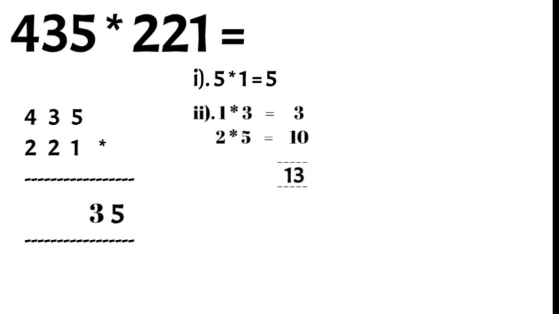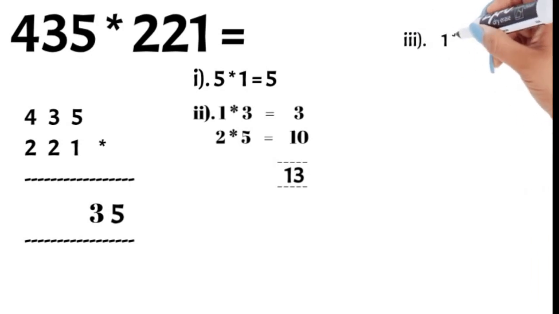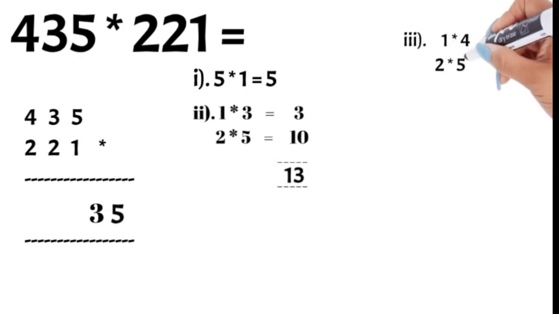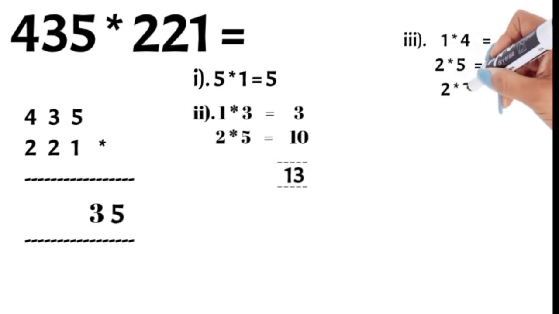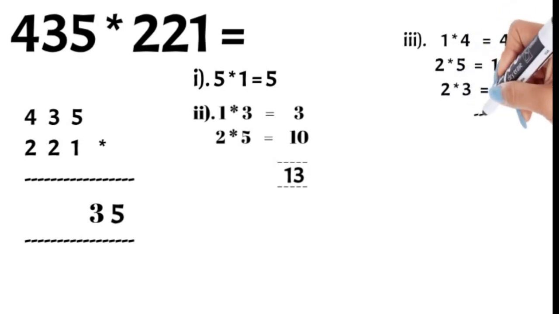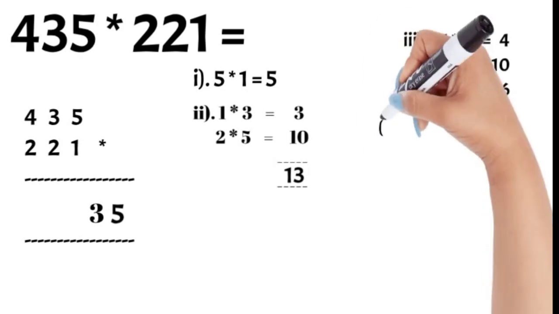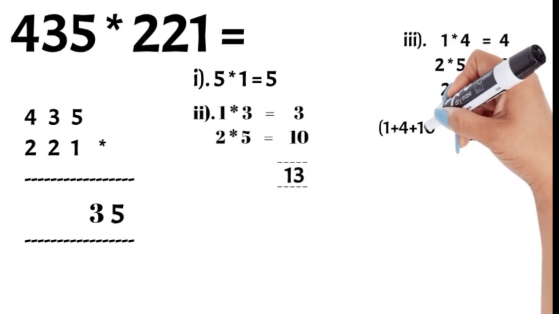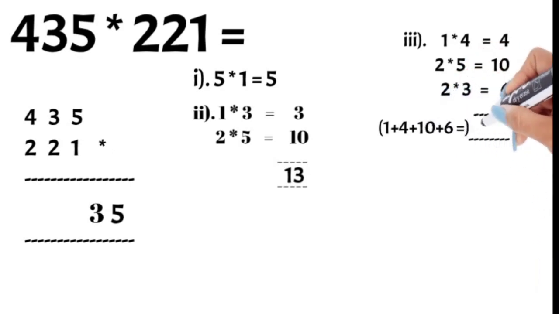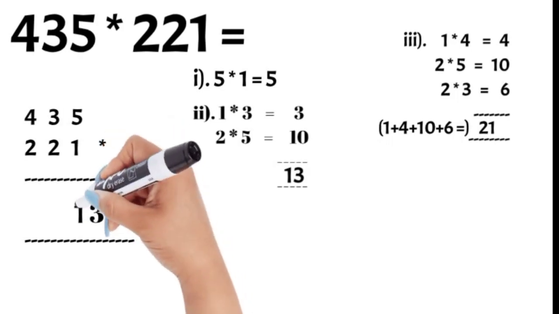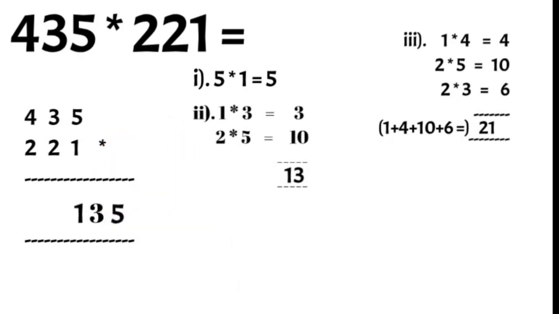In the third step, we cross multiply the digits in the corners up and down. That is 1 into 4, we get 4, and 2 into 5, we get 10. And we also multiply the numbers in the middle up and down. That is 2 into 3, we get 6. Now add all the numbers with the 1 which we got in the second step, that is 1 plus 4 plus 10 plus 6. We get 21. Now put the 1 of 21 as the third last digit of the answer and keep the 2 for the fourth step.